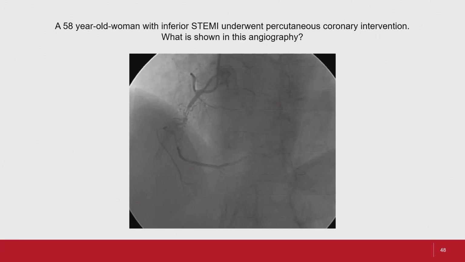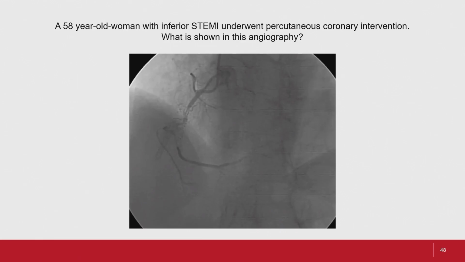A 58-year-old woman with inferior STEMI underwent PCI. What is shown in this angiogram? You have 40 seconds. Oh no, we need an interventionalist up here. Is this obstruction of the? Is this the stent is down? Is that the stented segment and it's all down, like thrombosis of the stent, instant thrombosis? But there is some trickling down.